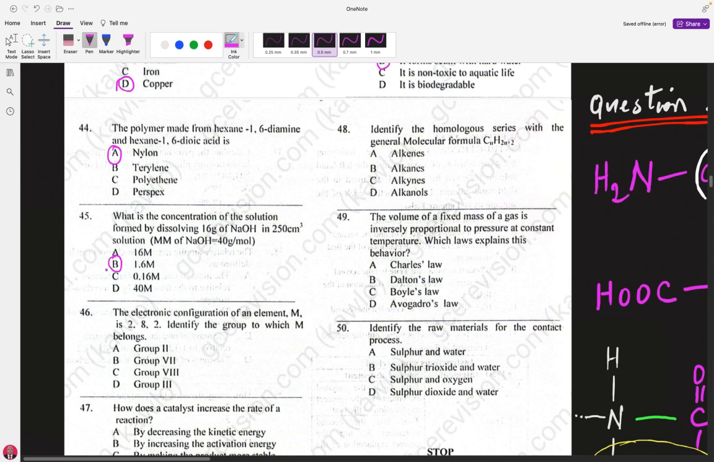46. The electronic, I prefer calling it the electron configuration. The electron configuration of an element M is 2A2. Identify the group to which M belongs.